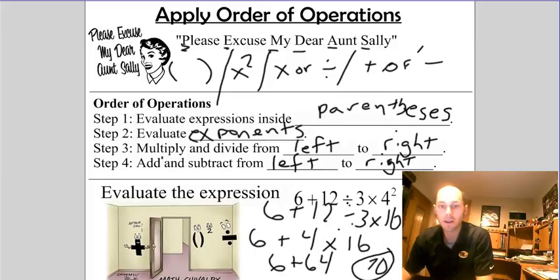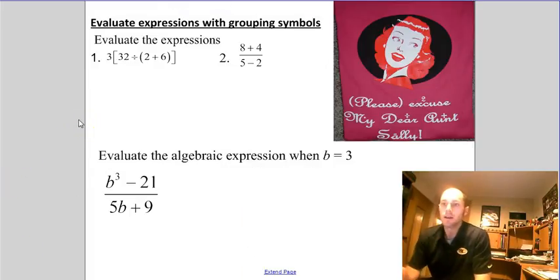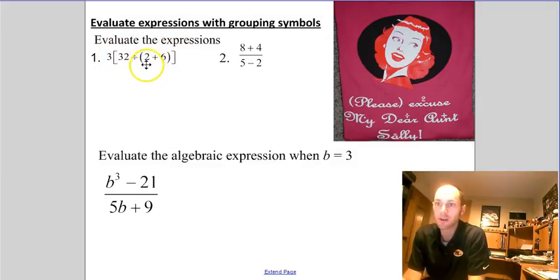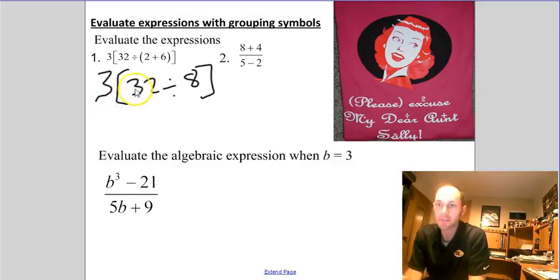Okay, let's do some more work with that. Notice this first one here. We've got some grouping symbols. When there's multiple grouping symbols, we evaluate inside out. So we've got this set here. This one's further inside, so we do that one first. 2 plus 6 is 8. So I've got 3 times 32 divided by 8. Parentheses can take the form of brackets as well. Still inside parentheses, so 32 divided by 8 is 4. 3 times 4 is 12.